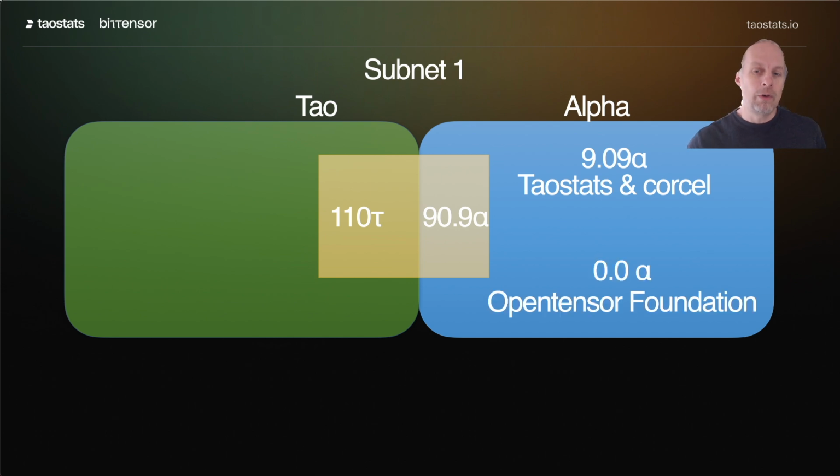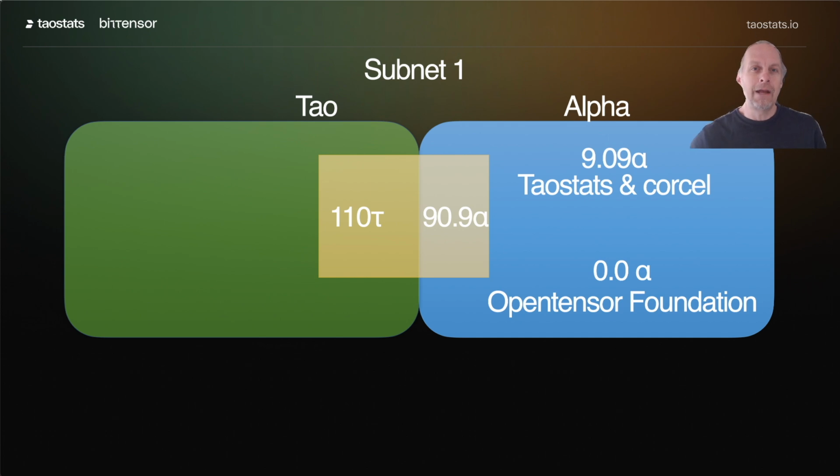But what you can do is switch validator if you wanted to, right? We can switch it back and forth between Tau Stats and OpenTensor or any of the other validators that are active on the alpha subnet, because you're still keeping your alpha inside the alpha staked pool of alpha.